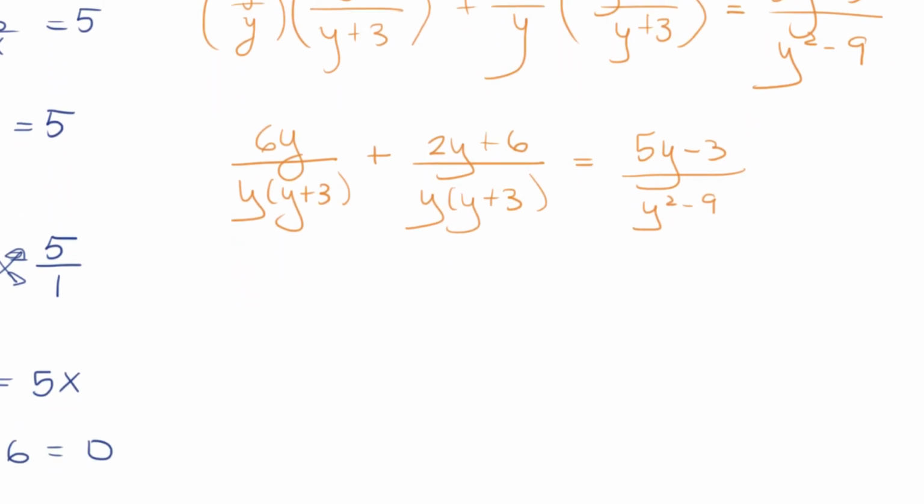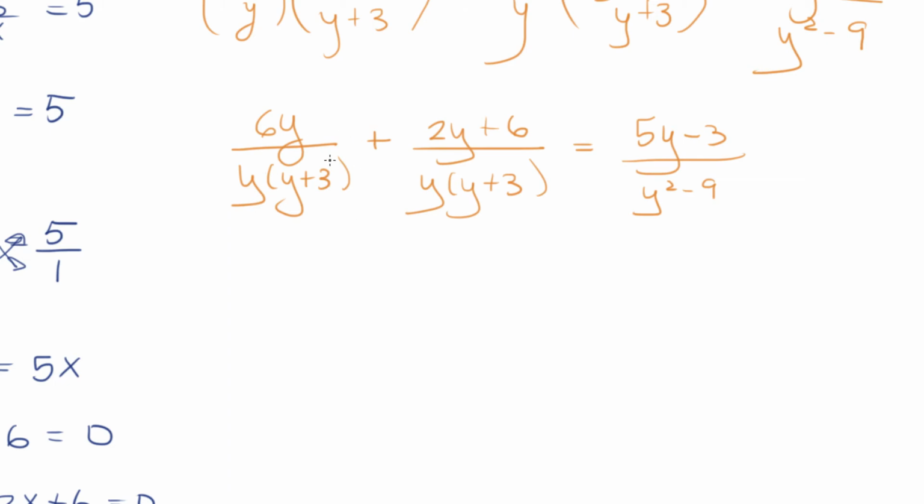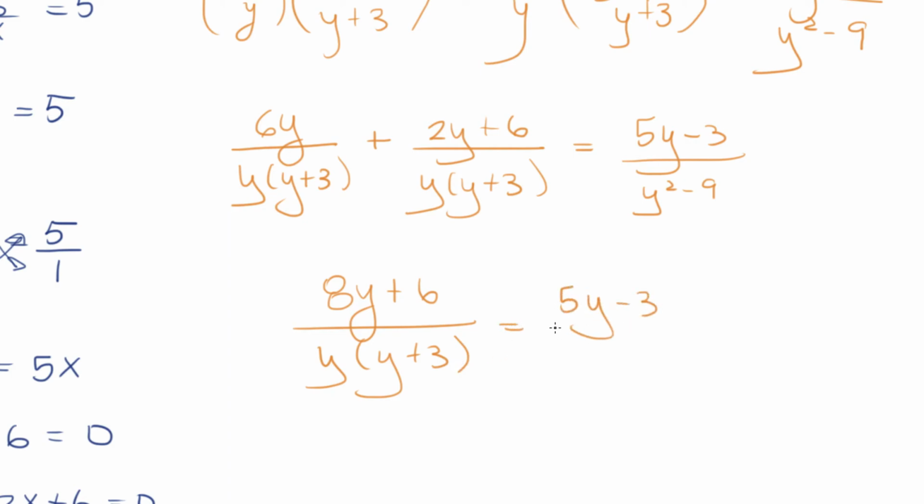Okay. Now, again, when you have a fraction, you can write them down as one fraction. So I'm going to add the numerators. 6y plus 2y is 8y plus 6 over y plus 3 equals. Now comes the right side.